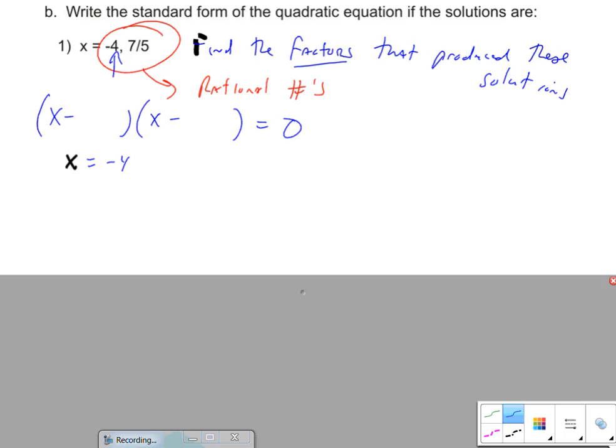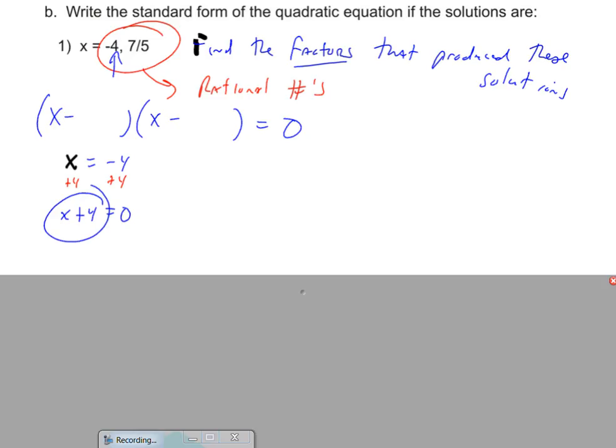Would you agree I would add a positive 4 to both sides? And I end up with x plus 4 equals 0. See, the problem is we have to think backwards to figure out the factor that gave me an answer of x equal negative 4. So do you see how this factor must have been an x plus 4 to give me an x equal negative 4 answer?